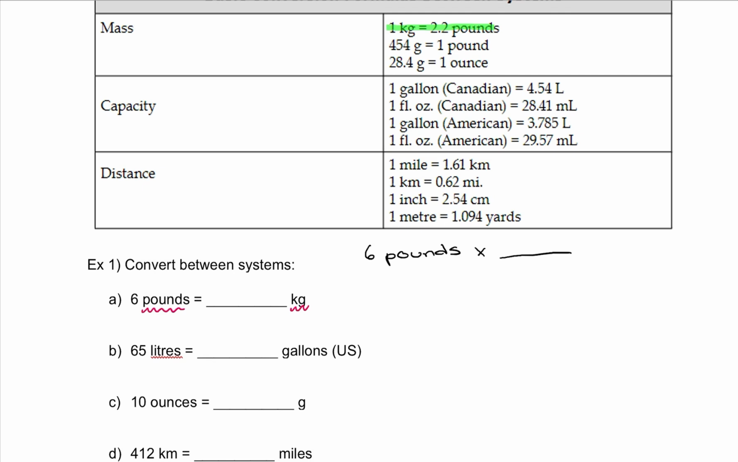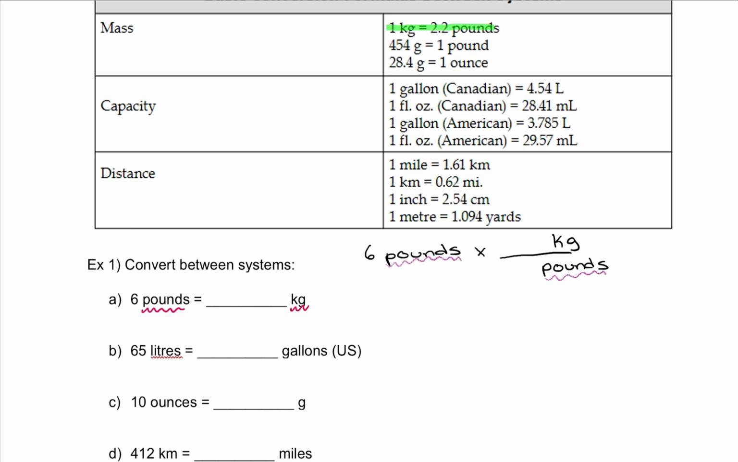The trick is whatever units you're starting with, whatever units are first, the same units have to be on the bottom of what you're multiplying by. The other units that you're converting to are going to go on the top. The reason for this is if you have pounds on the top with your 6 and pounds on the bottom, these are going to cancel out, and we're going to be left with an answer in kilograms.